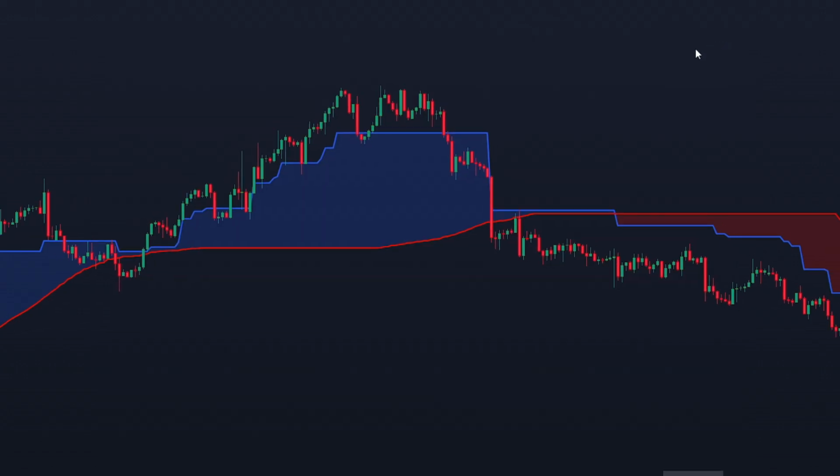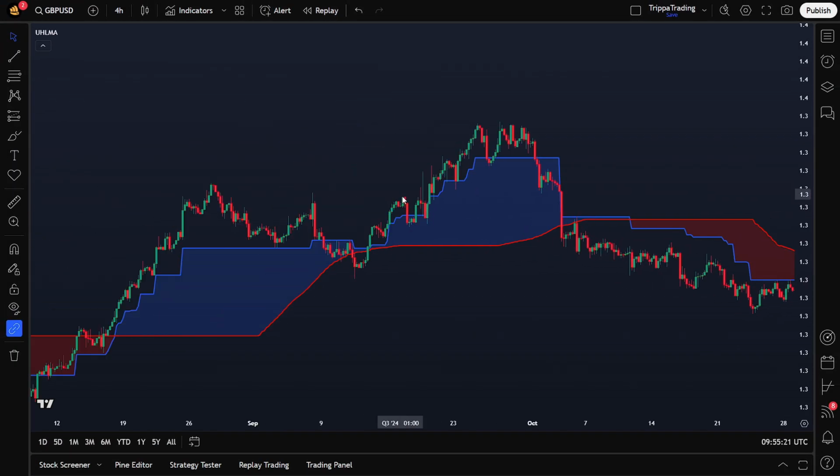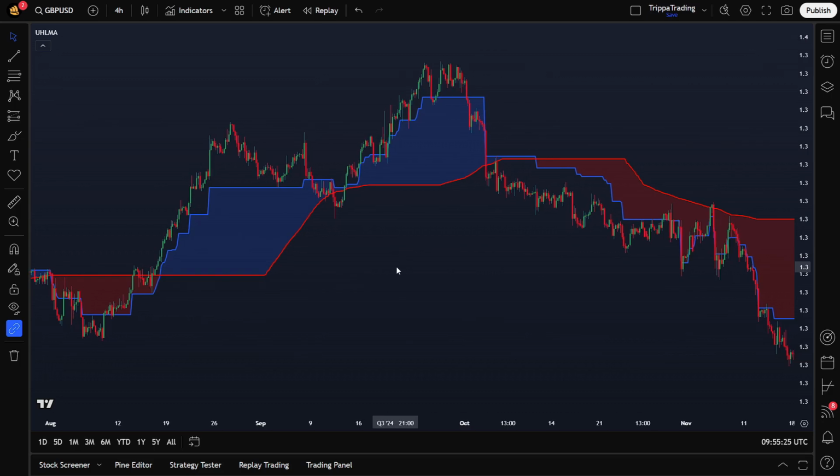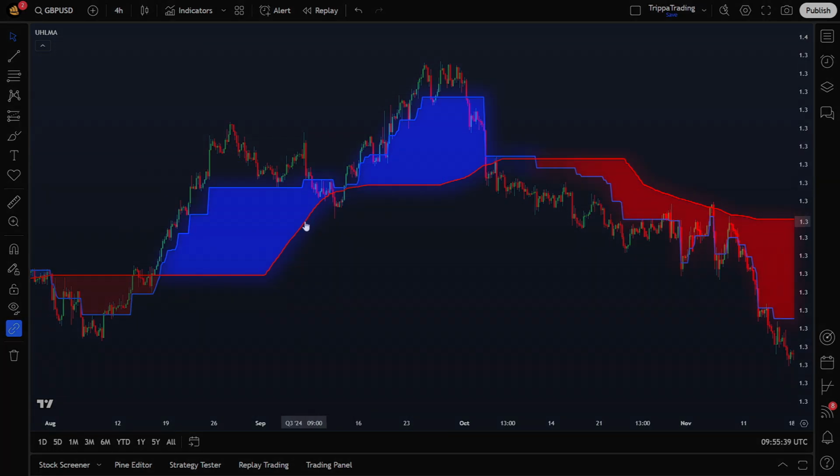Now, this is a highly sophisticated indicator built on corrected moving averages, which gives it the ability to adapt to the current market conditions. This helps minimize the number of false signals, especially during flat market conditions. Once added, you'll notice two moving average lines on your chart, and based on their crossovers, the area between them either turns red or blue.